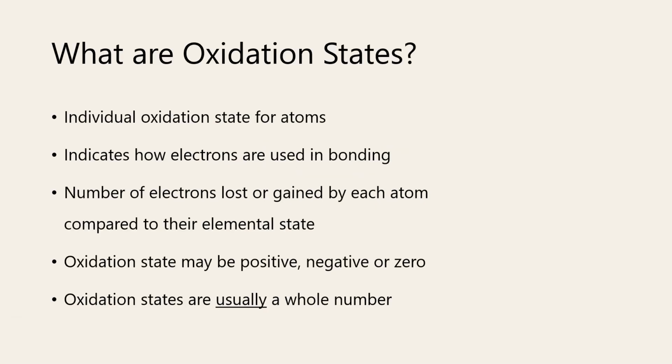So let's start with, what are oxidation states? Well, these are a number that is given to each atom within a compound or within an ion. It's a number that tells you how many electrons have been lost or gained, either completely or by sharing in covalent bonding, compared to the elemental state, the uncombined state of each atom there. And that number could be positive, it could be negative, it can be zero. It's usually a whole number, an integer, but there are examples where it's not, and we will come across one of those in today's episode as well.